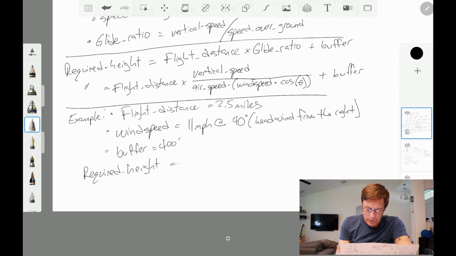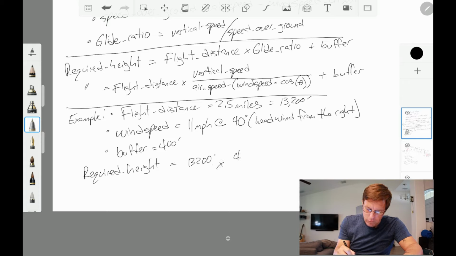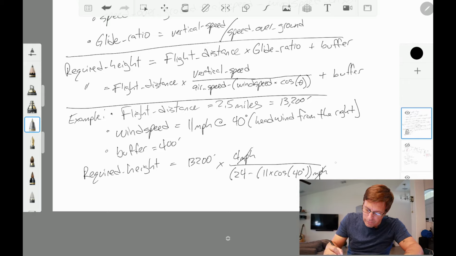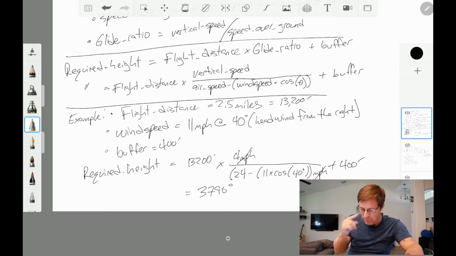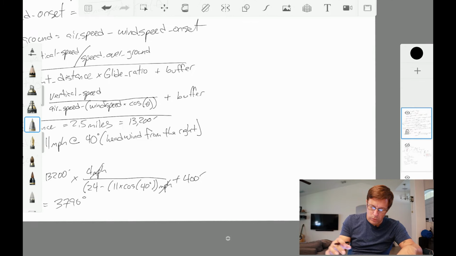So required height is equal to 2.5 miles, which equals 13,200 feet, by the way. 13,200 feet times 4 miles per hour over 24 minus 11 times cosine of 40 degrees. I put the miles per hour here because 11 miles per hour and 24 are both miles per hour, so you can cross it out. Plus the buffer, which is 400 feet. And all you're left with is feet, right? So it's 3,790. So I need to be 3,790 feet. Cool, right?